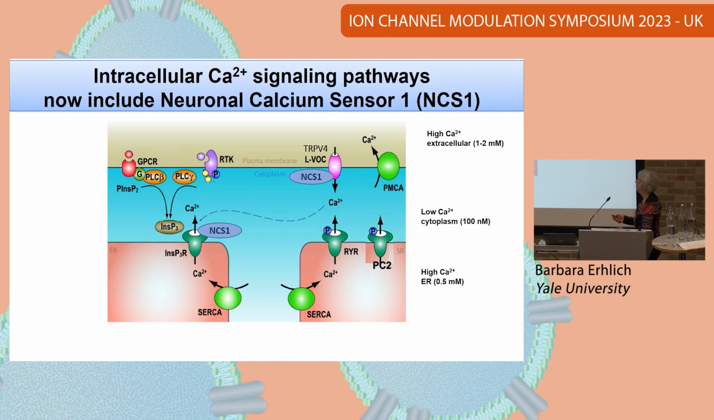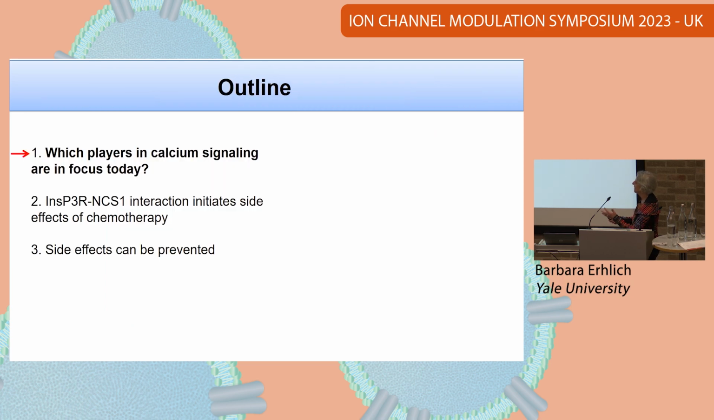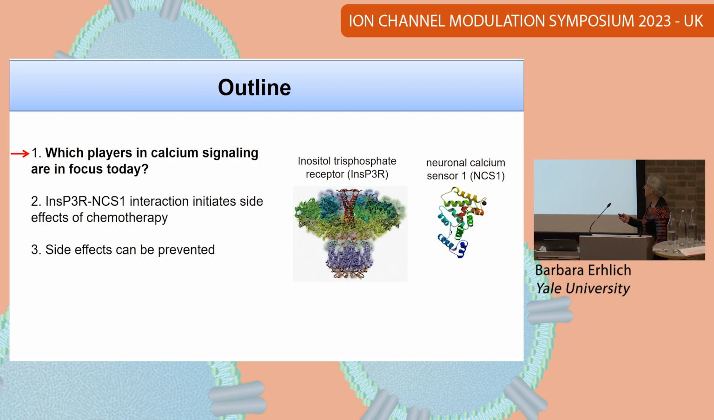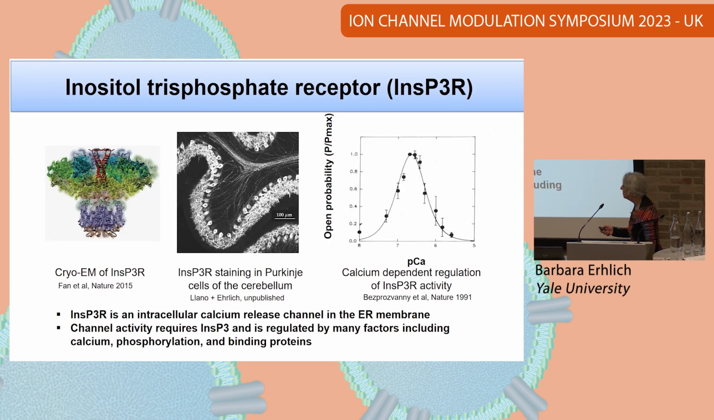This was an old version, but now we need to include my new favorite protein, neuronal calcium sensor 1. Okay, so this is the outline. We're going to talk about the players in calcium signaling, then how this interaction initiates side effects of chemotherapy, and then how to prevent those side effects. So it's going to be the IP3 receptor and neuronal calcium sensor 1.